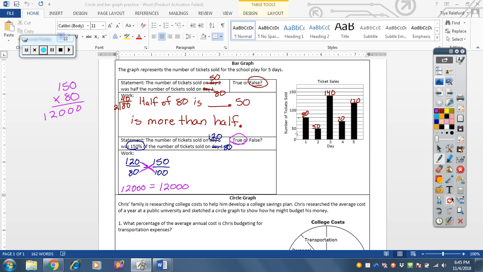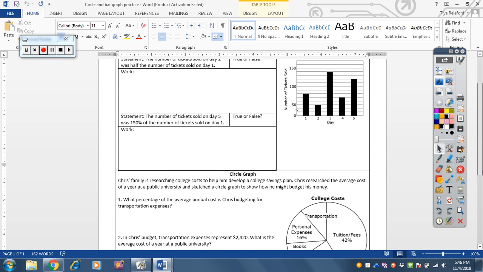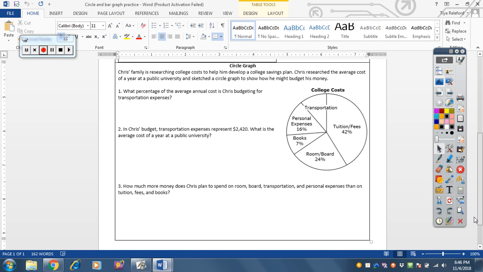And you could do the same thing for this one up here. If you wanted to see if it was 1/2, you could do 50 over 80 equals 1/2. And then when you find out it doesn't, mark false. That's fine too. Different ways to do it.